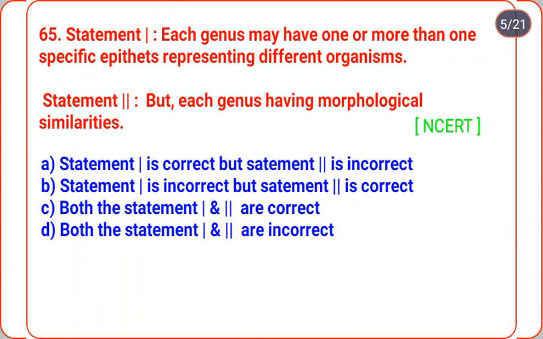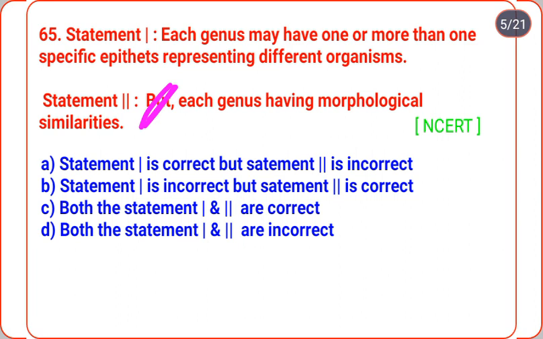Next, question number 65. Statement 1, each genus may have one or more than one specific epithet representing the different organisms. Yes, correct. And statement 2, each genus has morphological similarities. Is genus having the morphological similarities? Yes, it is also correct.